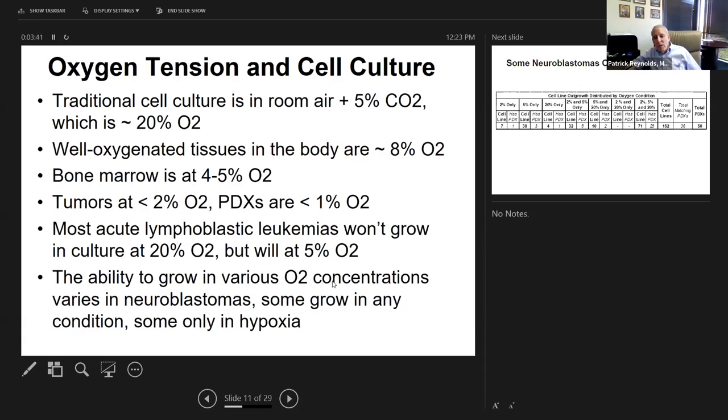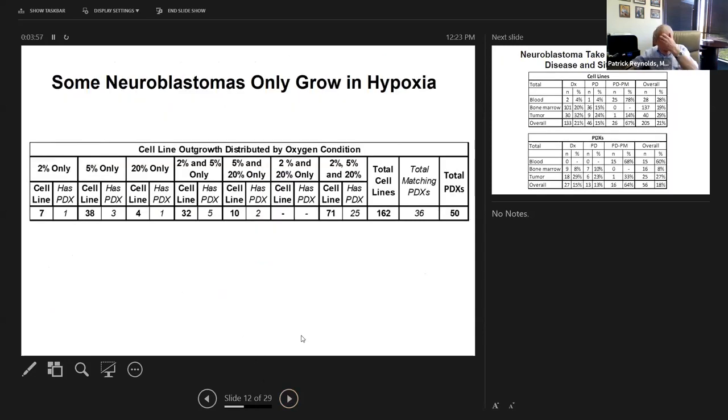So we're going to look at this in neuroblastoma, because that's where we have the most amount of data, and you'll see that just like the leukemias, a lot of these won't grow in culture conditions that many of you are using as your standard culture conditions. Look at this table here. Out of a larger number of samples, a total of 162 grew in culture. These are not all the samples we've ever tried to culture, but these are the ones where we tried all three conditions, 2%, 5%, and 20%.